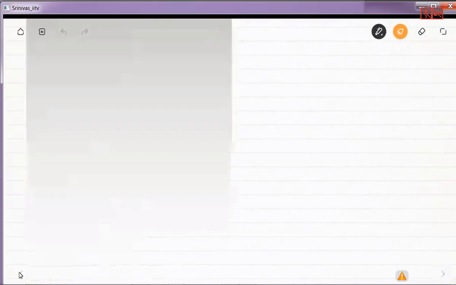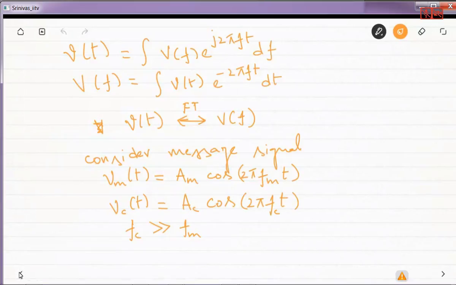So let us see. I can write this as Am by 2 e power j 2 pi fm t plus e power minus j 2 pi fm t. So e power j theta plus e power minus j theta.